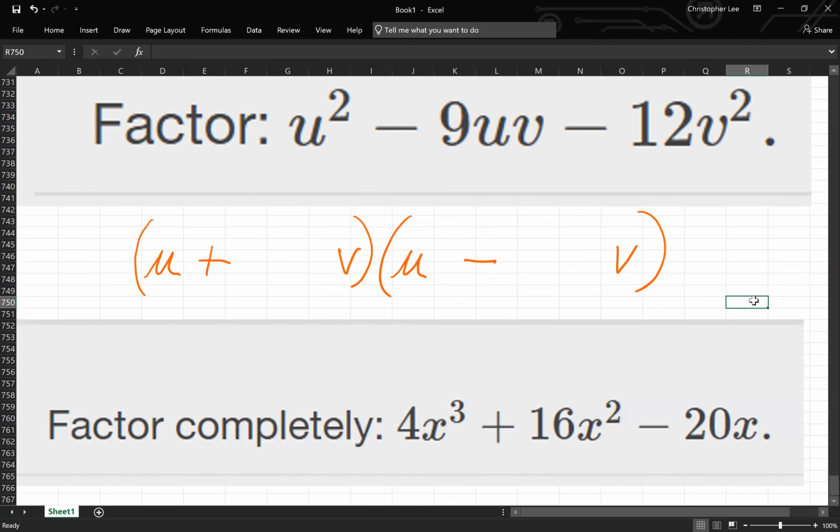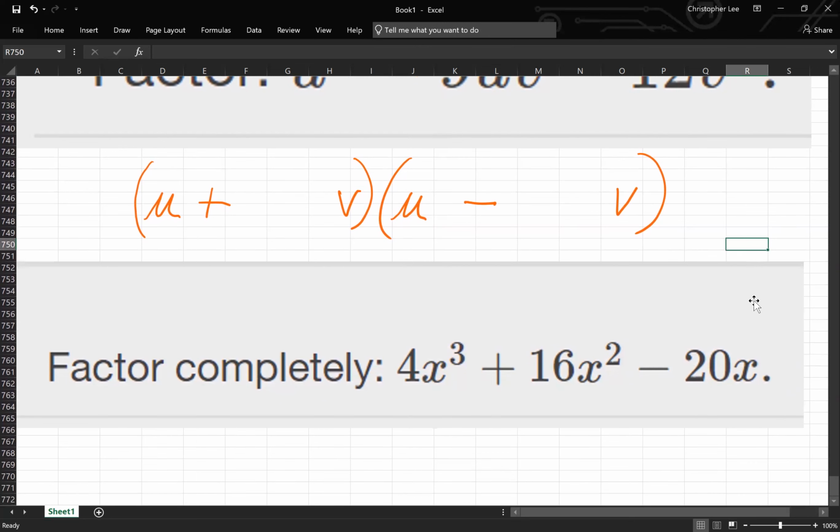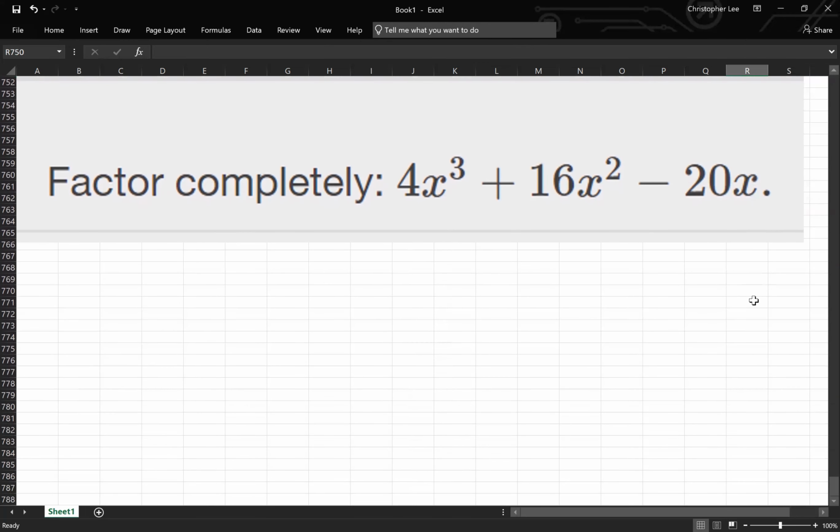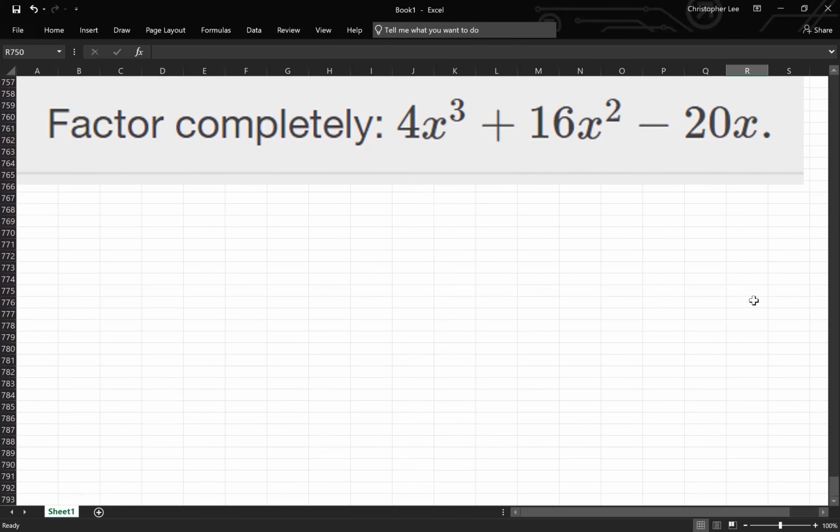What about this one? See that word completely right there? That means I want everything. I want the whole shebang. Right? So what should I do first? I rearrange it. What is it? Greatest common factor, right? And what is it? 4x, right? And then what's left over? Very good.